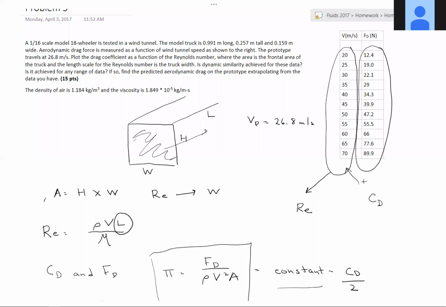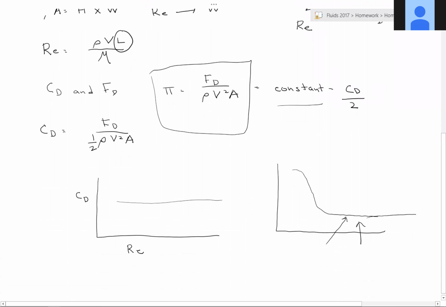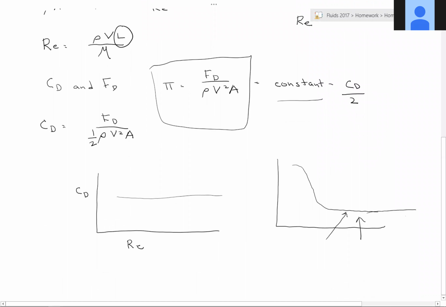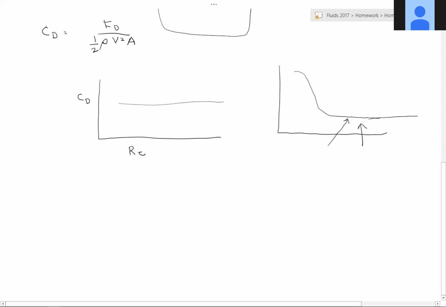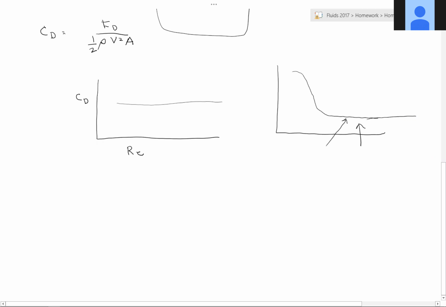What does that mean? What are we saying as we keep going with this Reynolds number? That C sub D is constant. So what that means is that the C sub D of the model is going to equal the C sub D of the prototype. So what C sub D are we going to use for that?